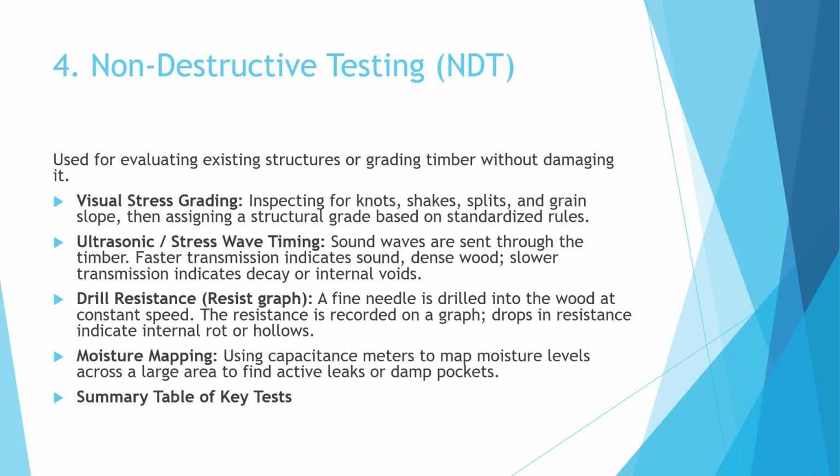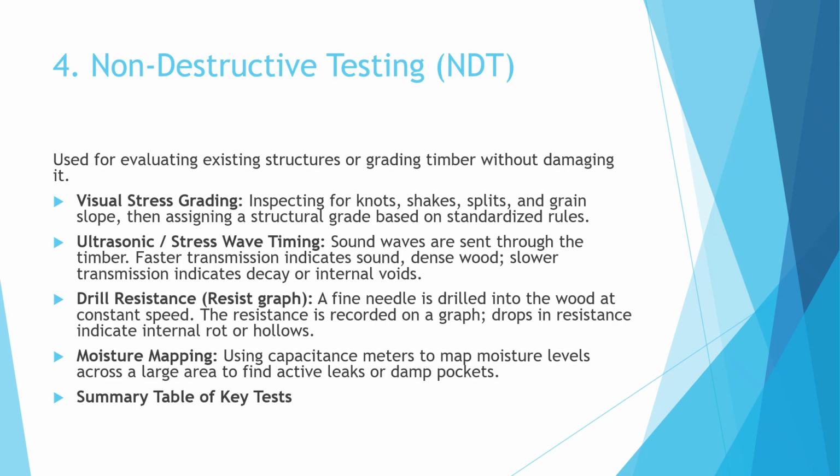The first thing you are going to check is visual stress grading. Inspect the knots, the shakes, the splits, and the grain slope, then assign a structural grade based on standardized rules. For this one you need to know the internal parts of a timber. Then we need to check the ultrasonic or stress wave timing. Sound waves are sent through the timber. Faster transmission indicates sound, dense wood; slower transmission indicates decay or internal voids.